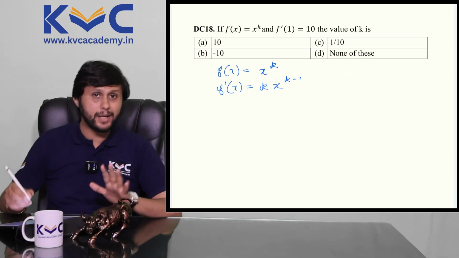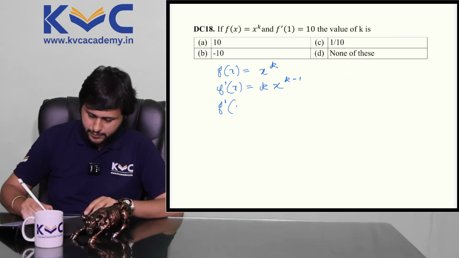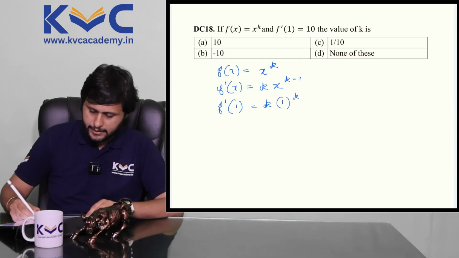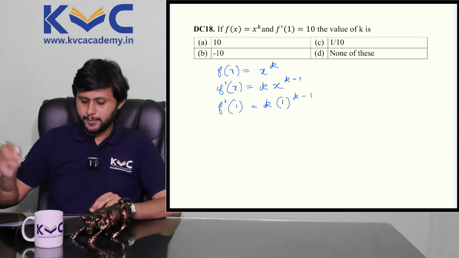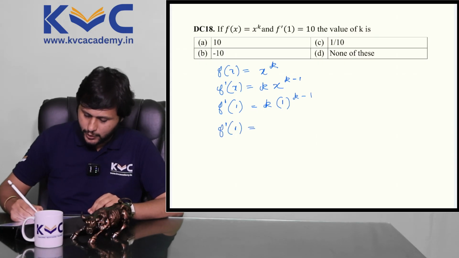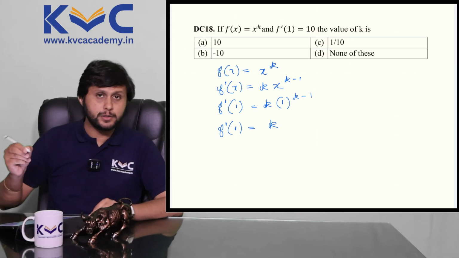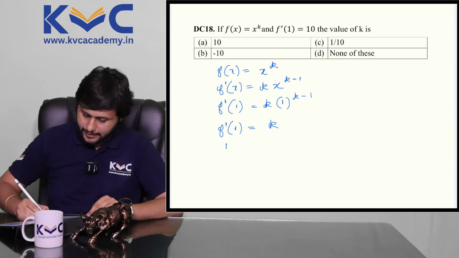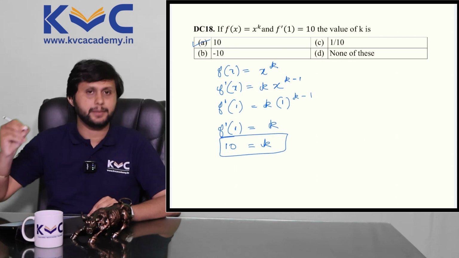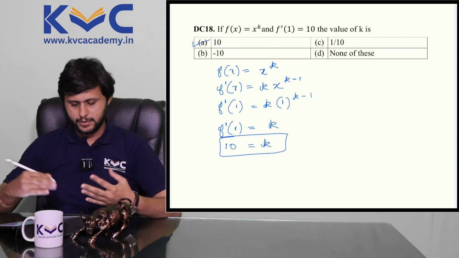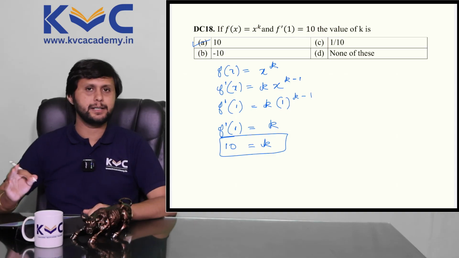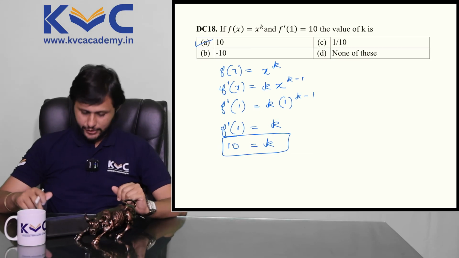They said f dash of 1. That means in place of x we substitute 1. So we have k into 1 to the power k minus 1. 1 to the power anything is 1. So f dash of 1 is equal to k into 1 is k. They also said f dash of 1 is equal to 10. 10 is equal to k. Oh, we got the answer. K is equal to 10. Clear? So we simplified as we solved. We came closer to the answer. Answer is equal to 10. Moving on to the next question.